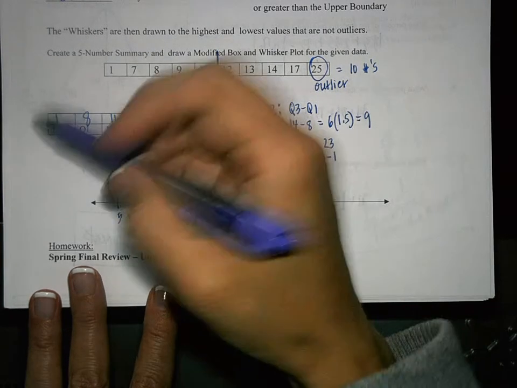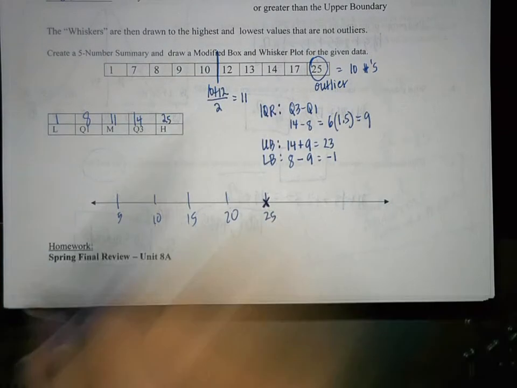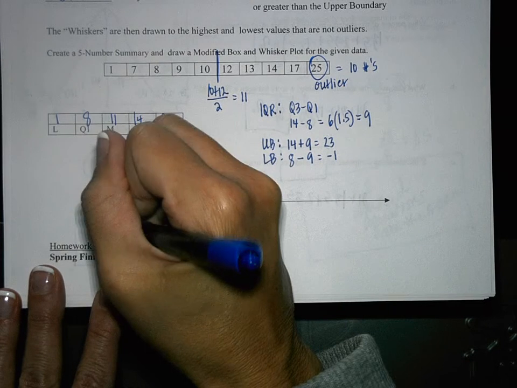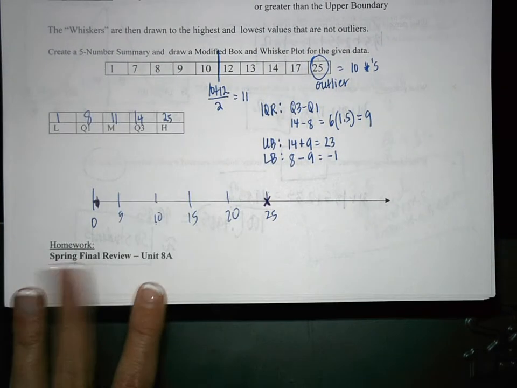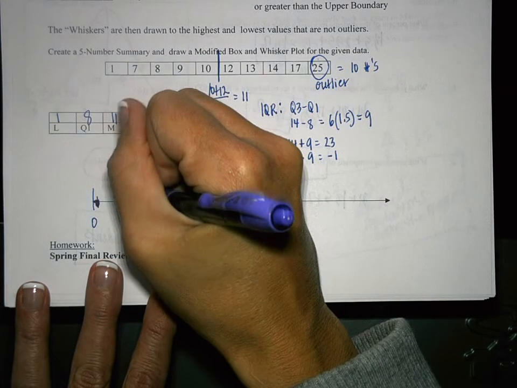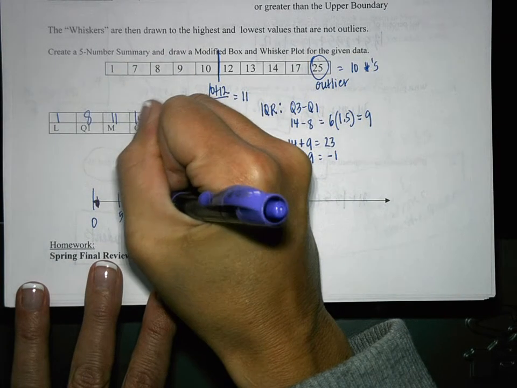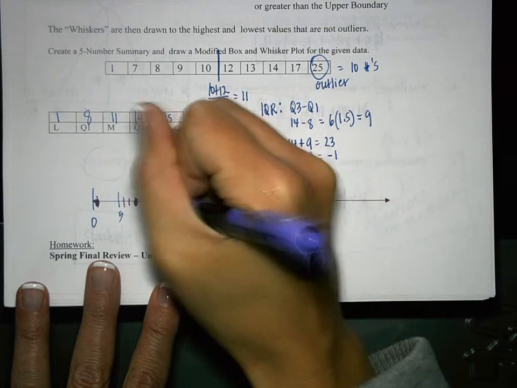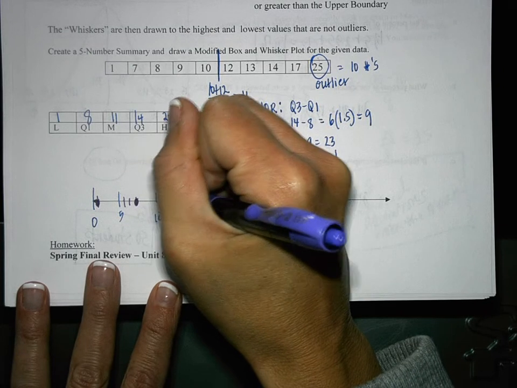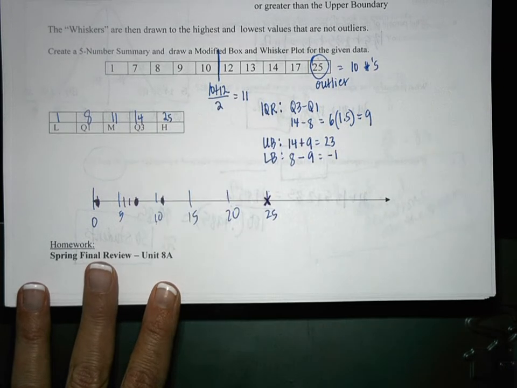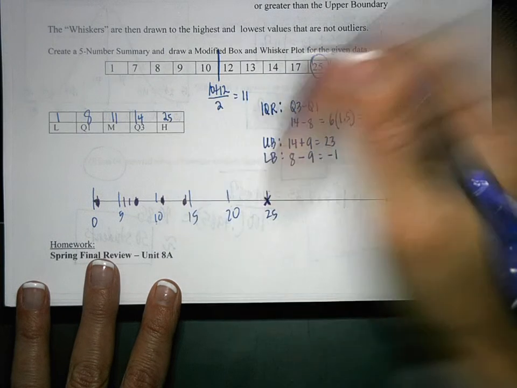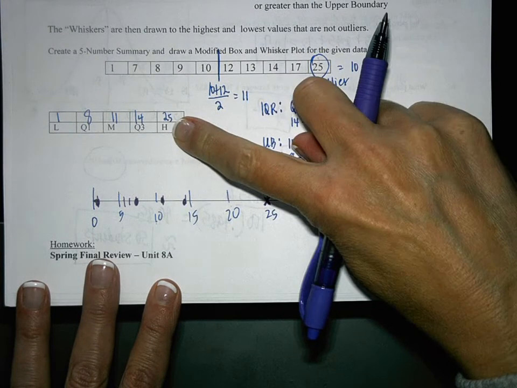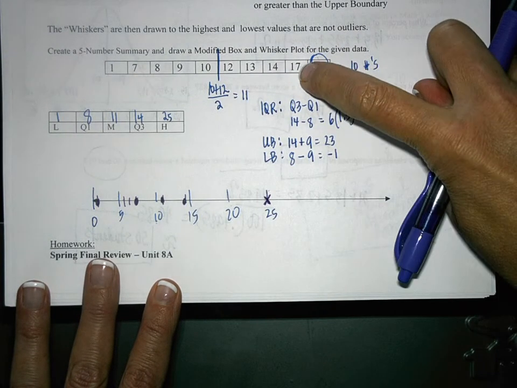Our lower value is 1. I forgot to mark here for 0. Our lower value is 1, so we're going to make a point there at 1. Q1 is 8. So I'm going to mark there for 8. Our median is at 11. Q3 is at 14. My high number for my box, though, is going to end up being what? 17. Good.